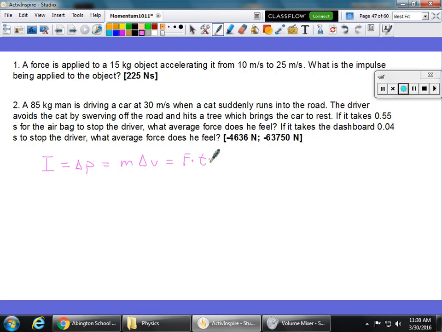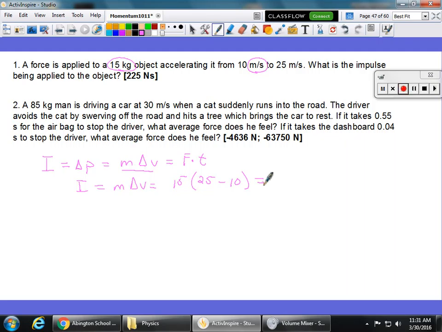In the first case, we're given a mass and two different velocities. So in that case, we're looking at impulse as mass times the change in velocity to calculate it. So we're going to say the mass is 15 kilograms. Whenever we're finding a change, it's always final minus initial. So in this case, the final is 25 meters per second, and the initial is 10. When you're doing these calculations, make sure that your mass is in kilograms. If it's not, convert it, and make sure that your velocities are in meters per second. And if they're not, convert them.